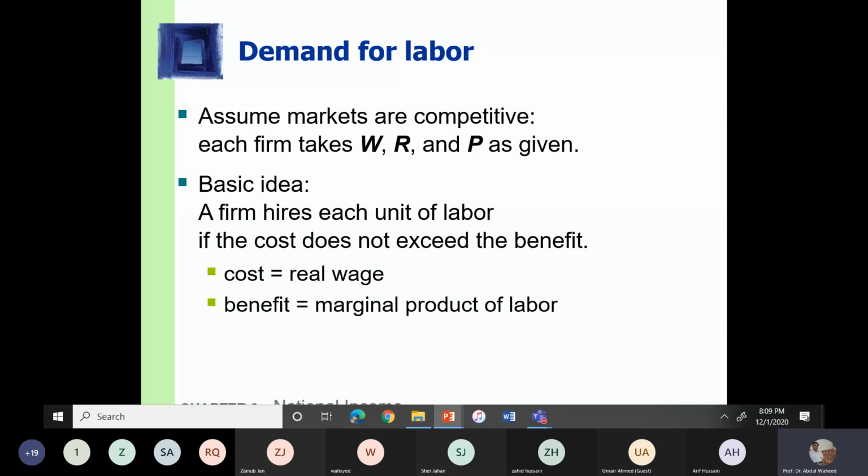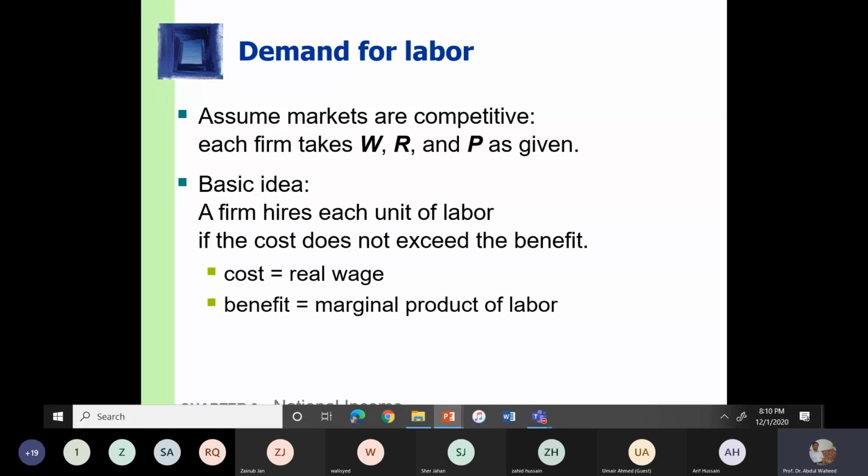Do you remember? You have studied marginal product of labor in your microeconomics course. What is marginal product of labor? Does anyone remember? Marginal means one unit. Product is the output of labor. So one unit of extra labor. Yes. The extra output which is produced by one additional unit of labor, that is the marginal product of that labor.